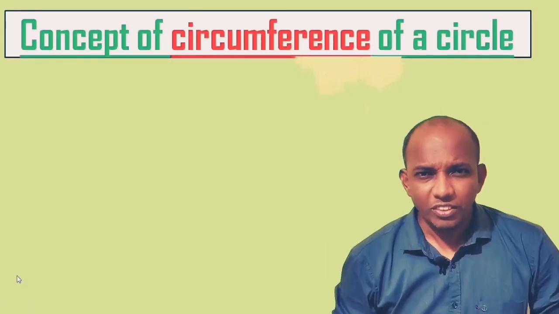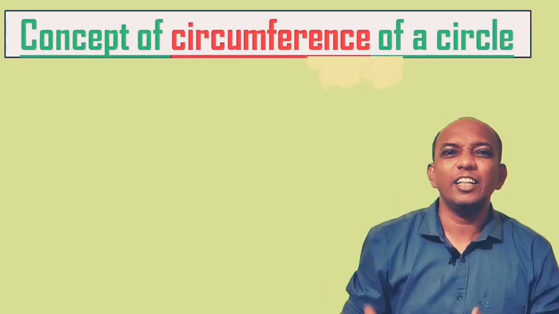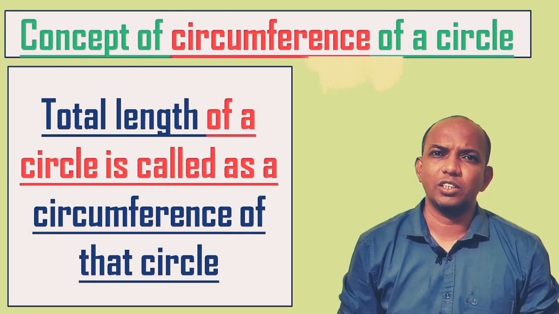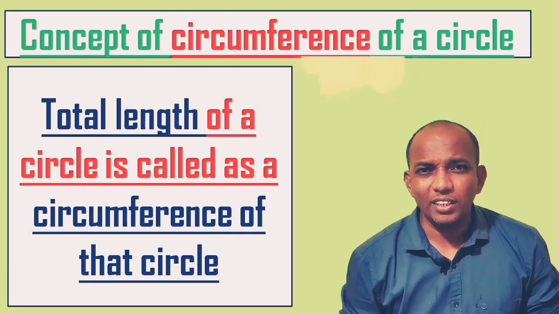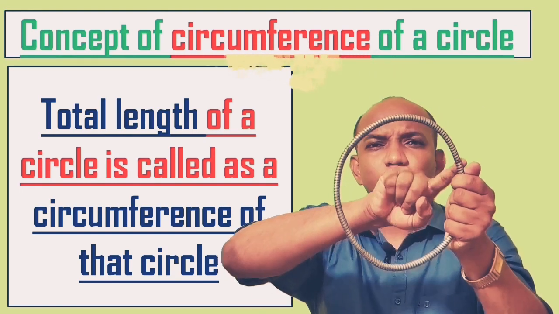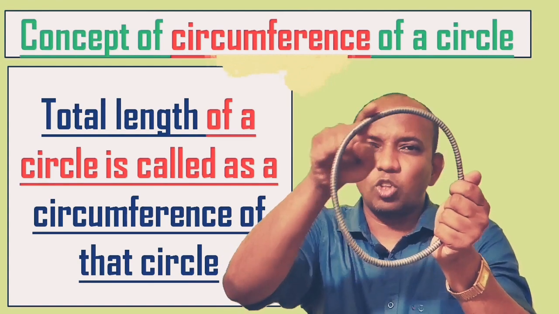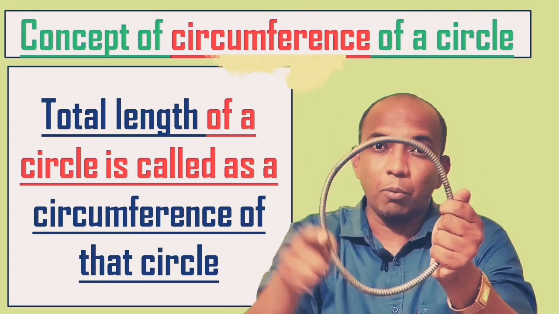Now students, let's try to understand the concept of circumference of circle. Circumference of a circle is nothing but perimeter of circle, or we can say total length of a circle is called as a circumference. But how to calculate this total length? This is a circle, okay. Now I need to find the total length of a circle, means I need to calculate the length of this part, the brim, the boundary.